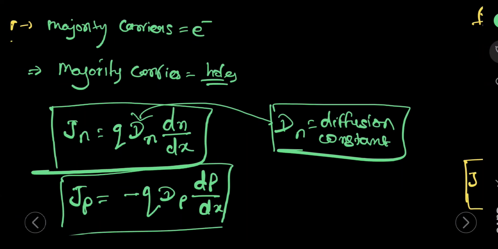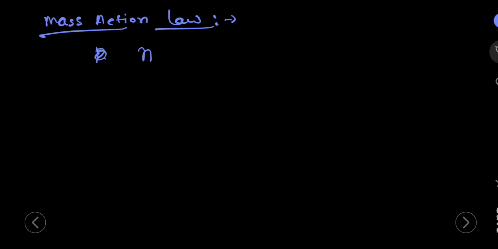Now we will talk about mass action law first. Mass action law states that the product of majority carriers and minority carriers is constant at fixed temperature and is independent of donor and acceptor impurity added. It means the product of n into p is equal to ni square. This is the mass action law.